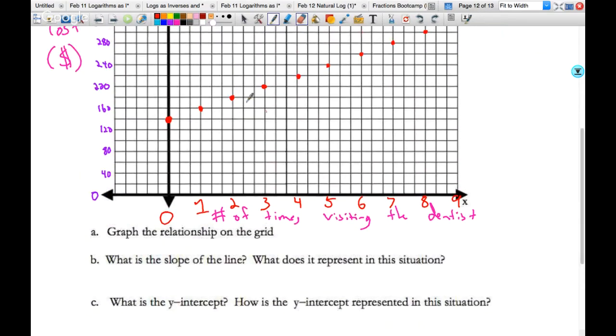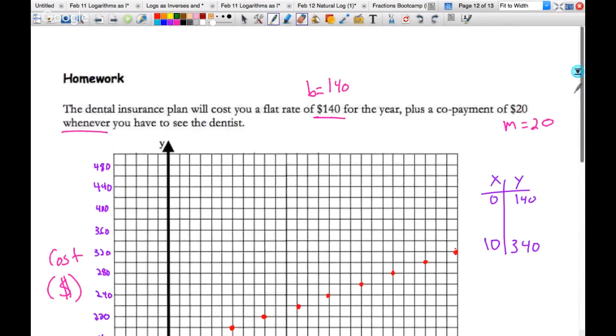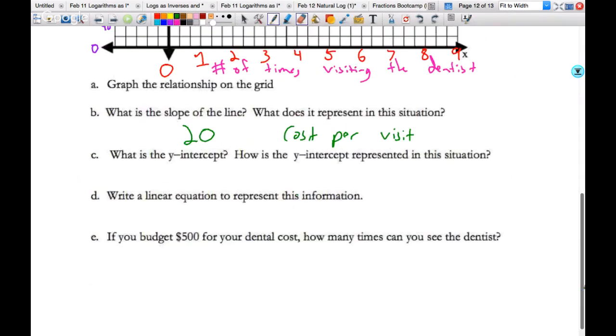What is the slope of this line? Well, I can make a slope triangle, but I got to be very careful to count correctly when I do this. This is not up 1 over 3. This is over 1 unit. It only went from 0 to 1, up $20. So 20 over 1 is 20. What does this represent in this situation? That is the cost per visit is $20. It's the slope. We can see it in our graph. We can also see it in the word problem.